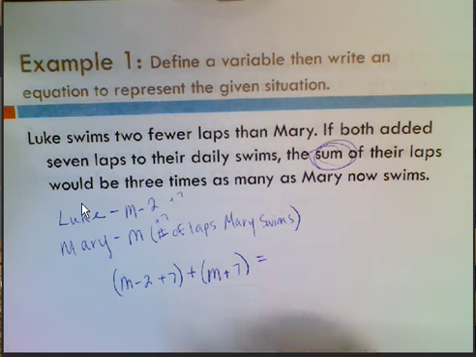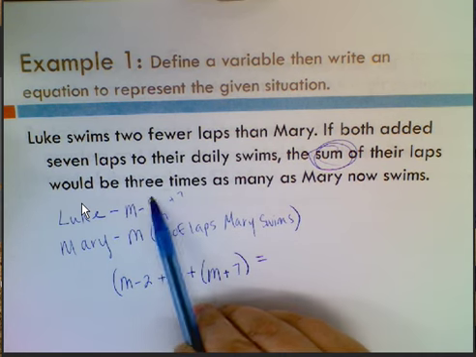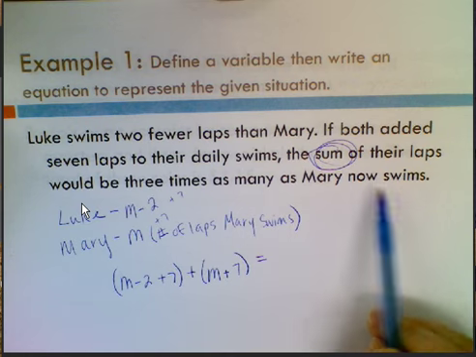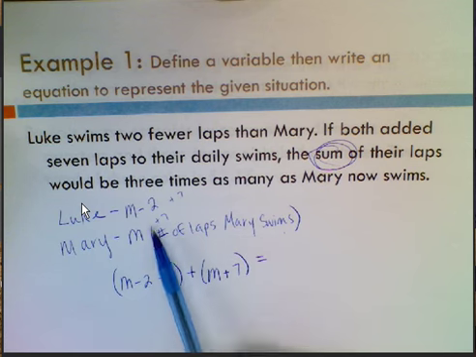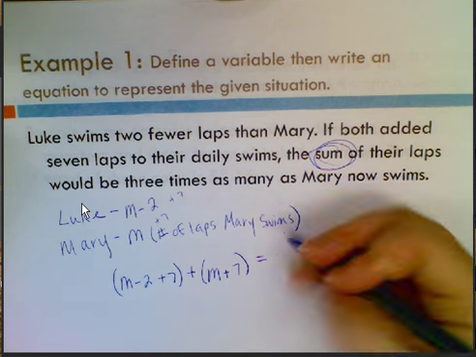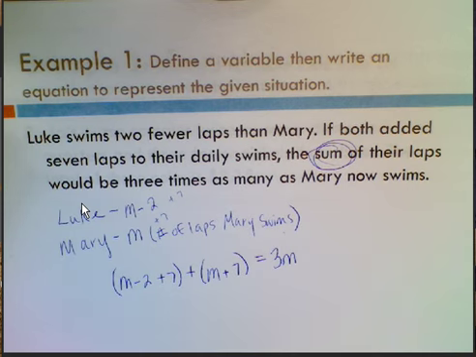would be, there's your equal sign, 3 times as many laps as Mary now swims. Well, we know the number of laps that Mary swims is M. 3 times would be multiplication. 3 times M. Again, I have full confidence that you can solve these. I just want to run you through the setup process.